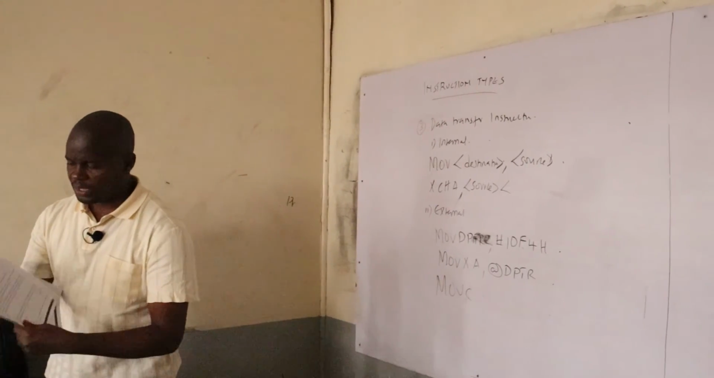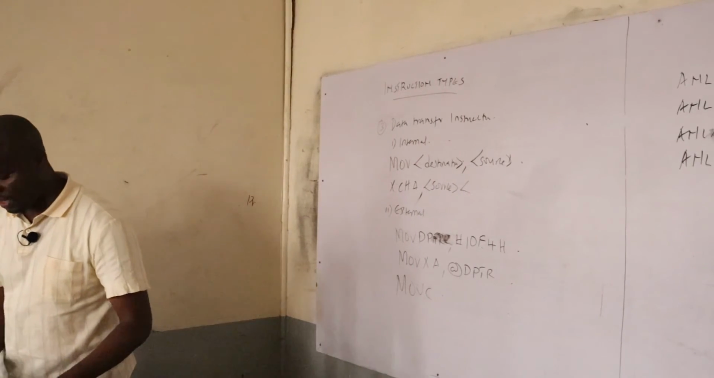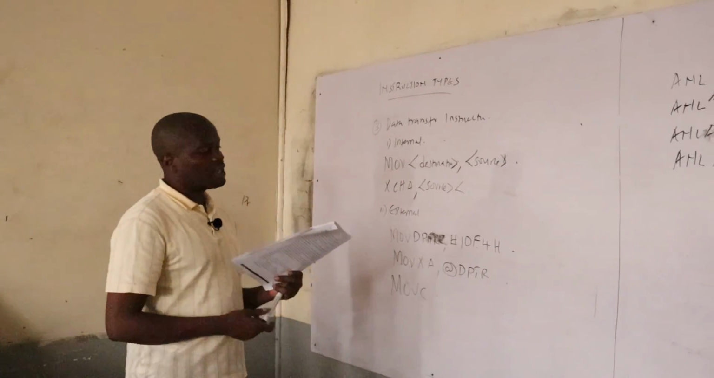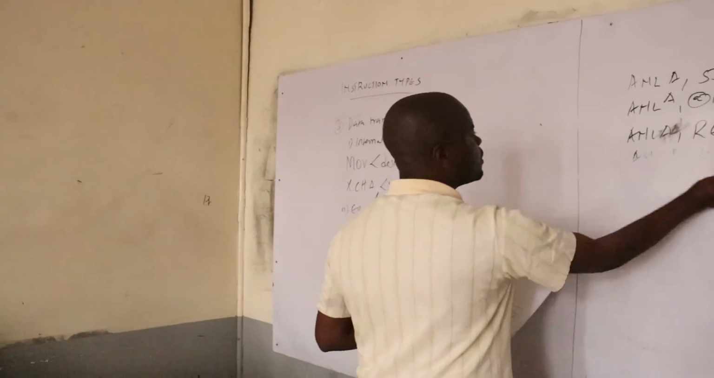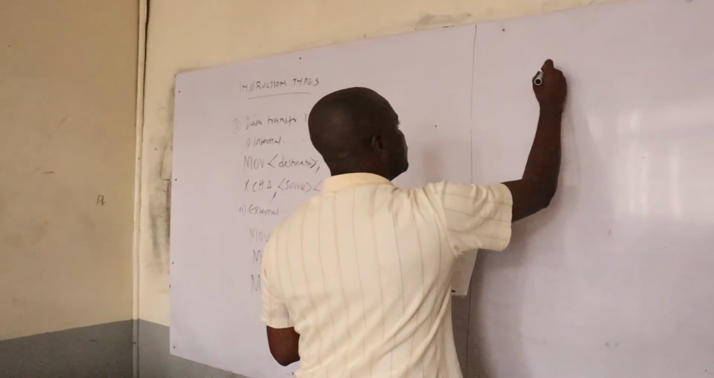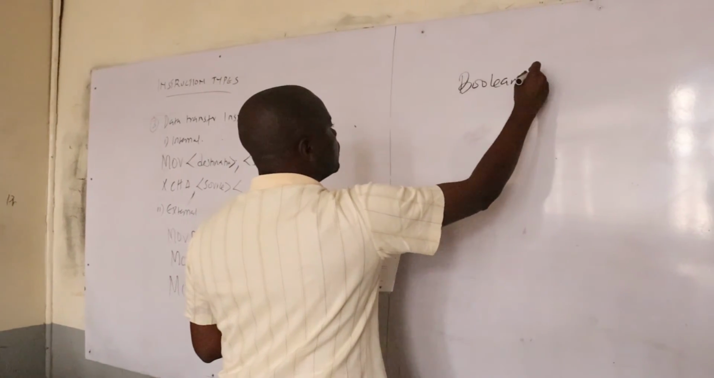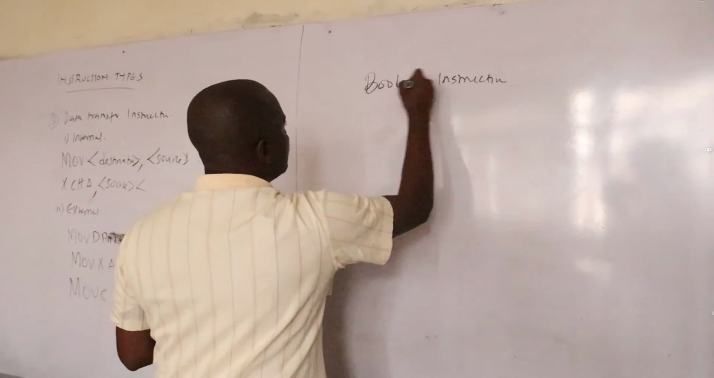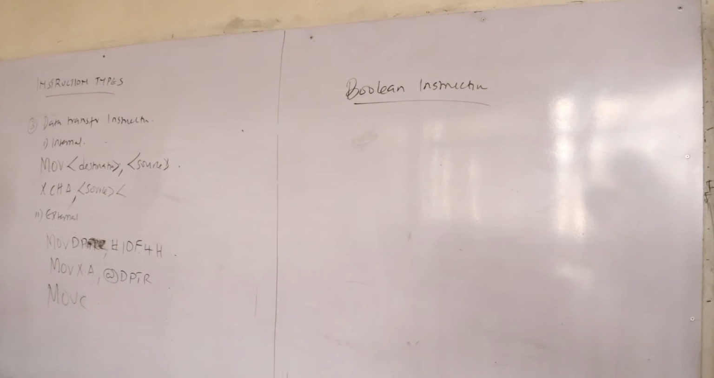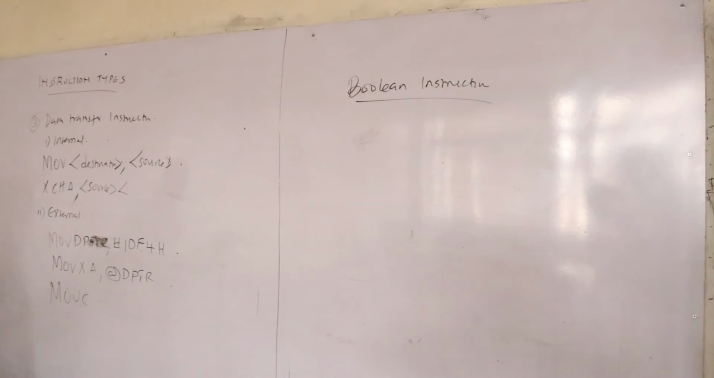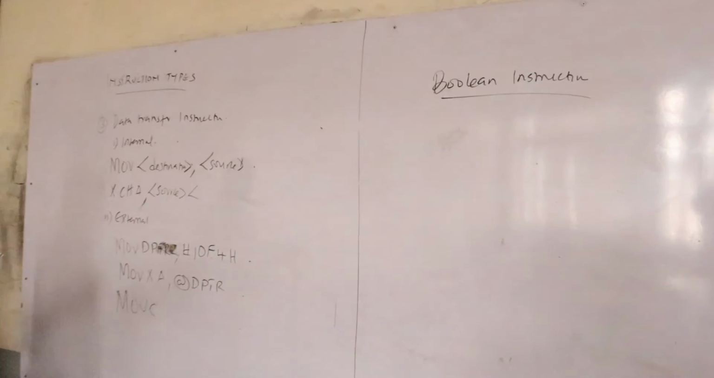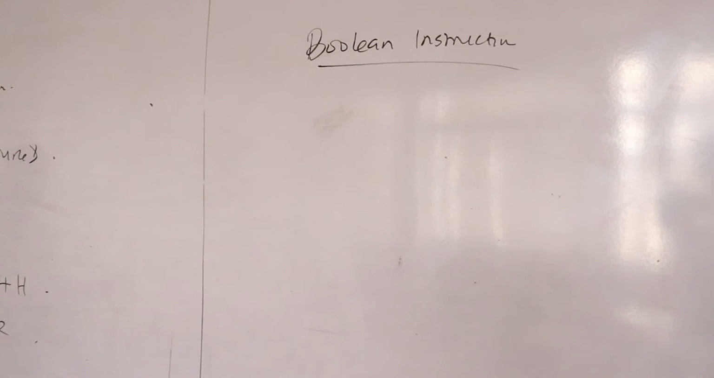We can talk about the next one, the Boolean instructions, so that is the fourth one. Boolean instructions usually contain a complete Boolean processor for single bit operations, and all bit accesses use direct addressing. These bits may be set or cleared in a single instruction.